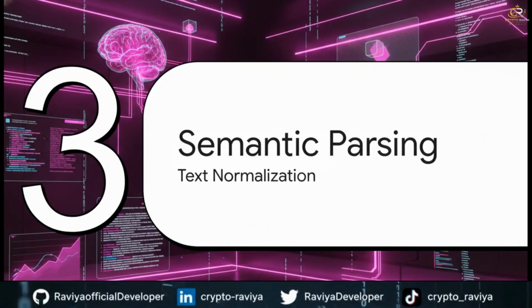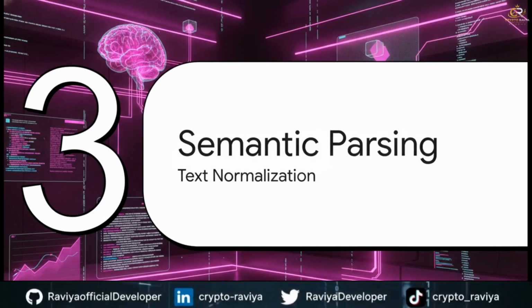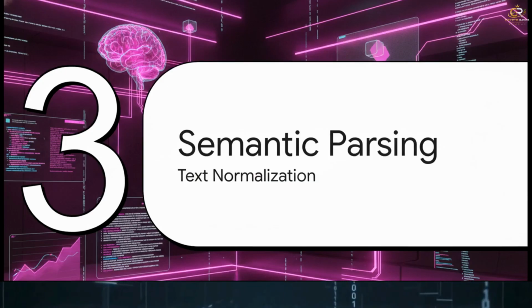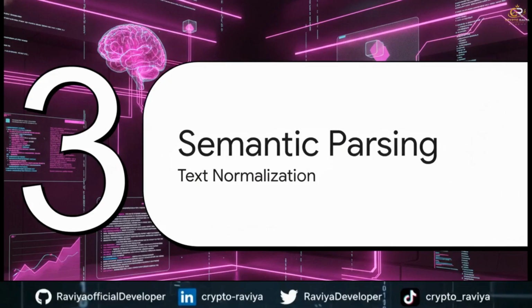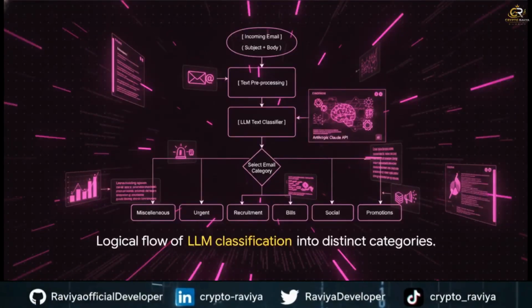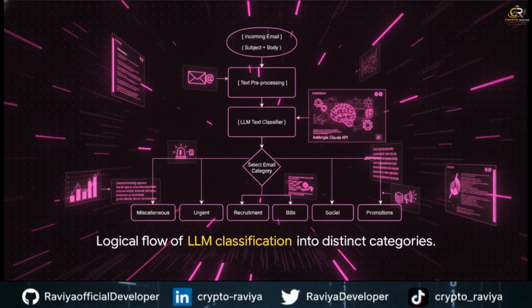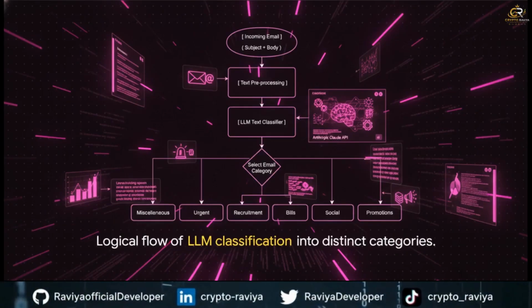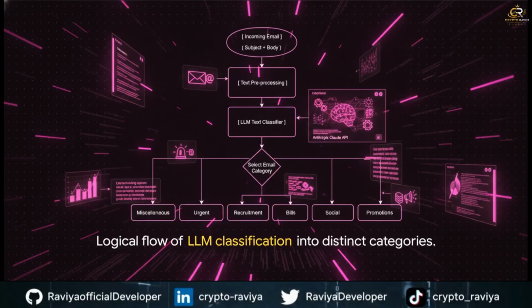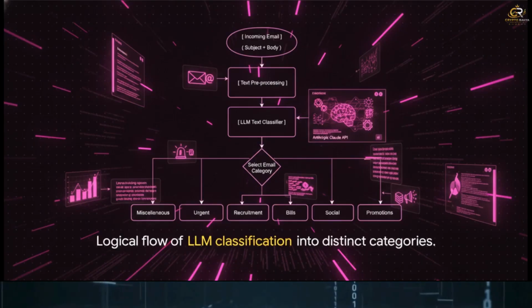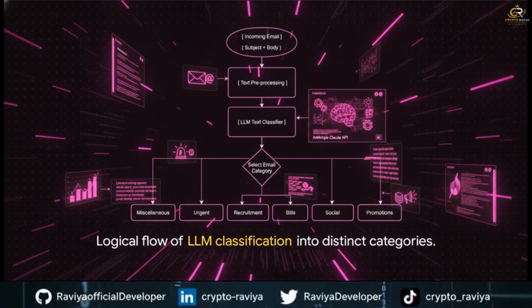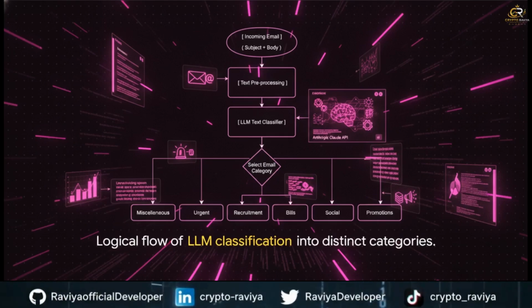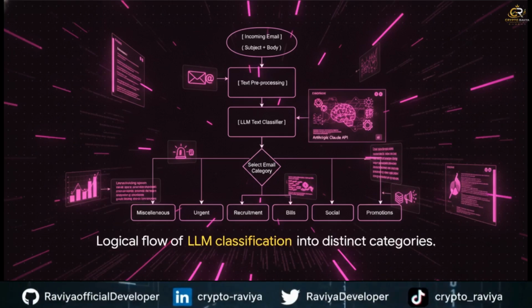Moving on to Section 3, semantic parsing and extraction. This is where we normalize unstructured text streams. So once the listener actually grabs the email, it sends the subject and body to a text pre-processing node. This normalizes the data before handing it over to the Anthropic Claude API. Claude basically acts as a semantic classifier here, intelligently reading the context of the email to figure out if it's urgent, a bill, or maybe just promotions.